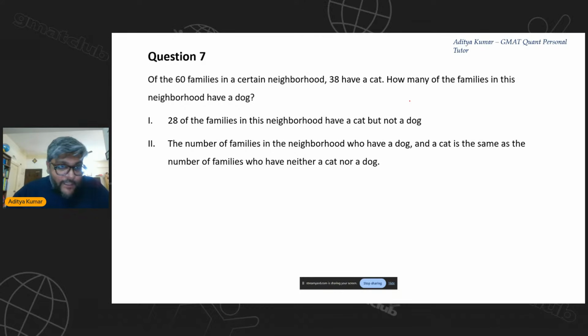All right. So, again, a data sufficiency question. Again, a toss up between a Venn and a table. I think half of you might have taken a table here, half of you would have used a Venn. I'll stick to the Venn. You can make the table.